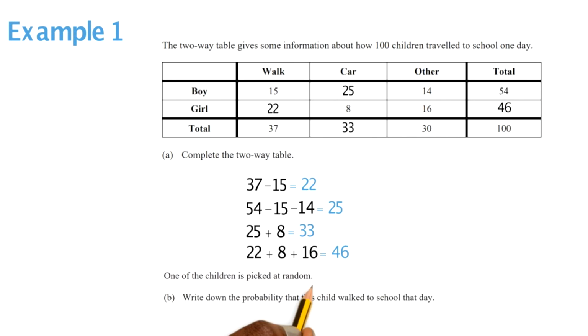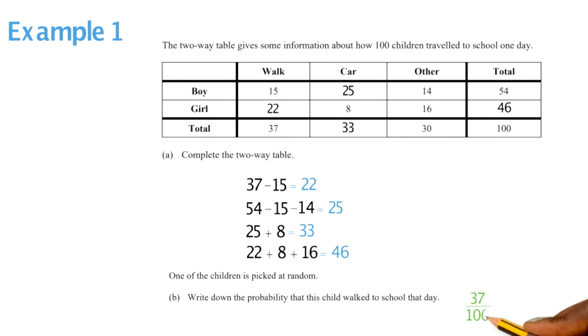And then part B of this question wants us to write down the probability that this child picked at random walked to school that day. So the total number of people that walk is 37. Total number of people is 100, so it's 37 out of 100. And that's simplified the most.